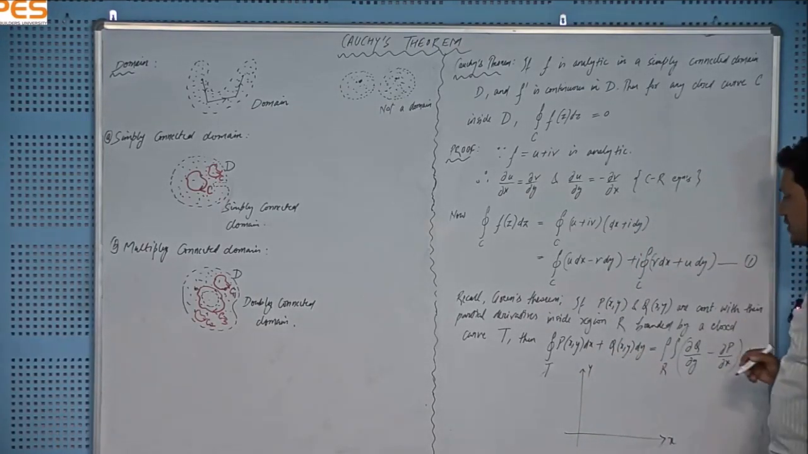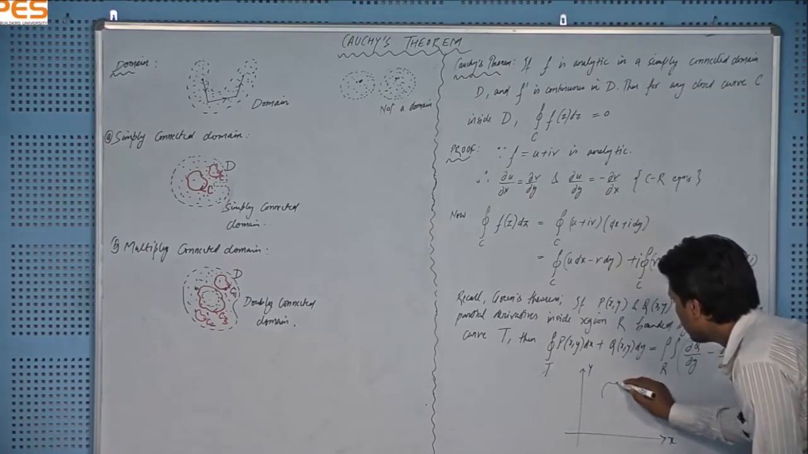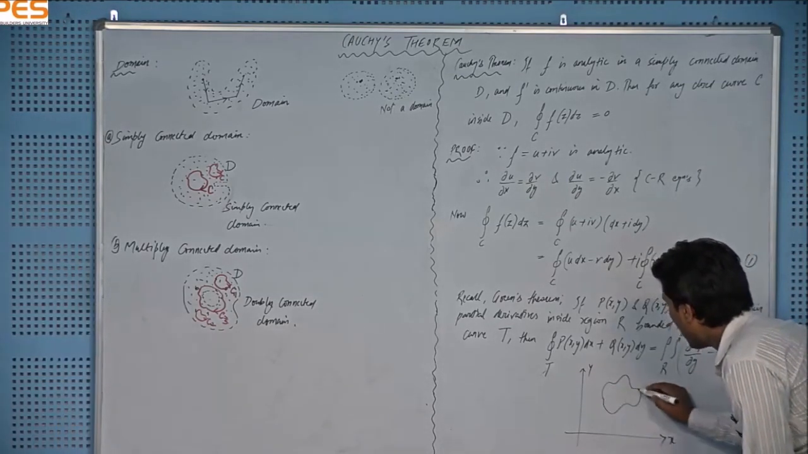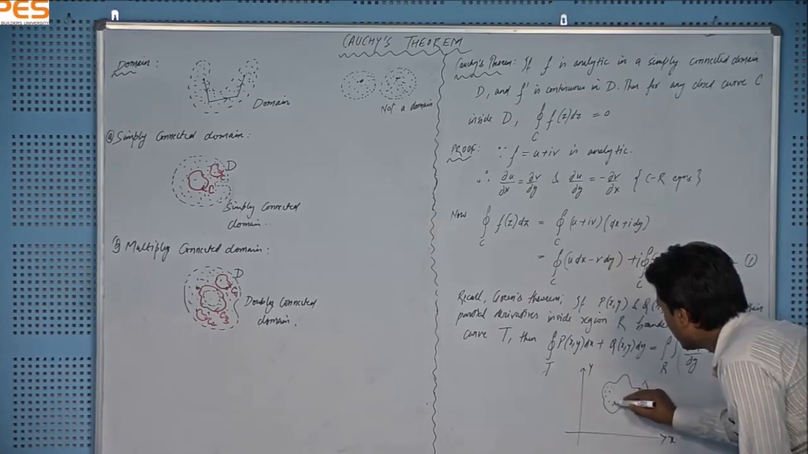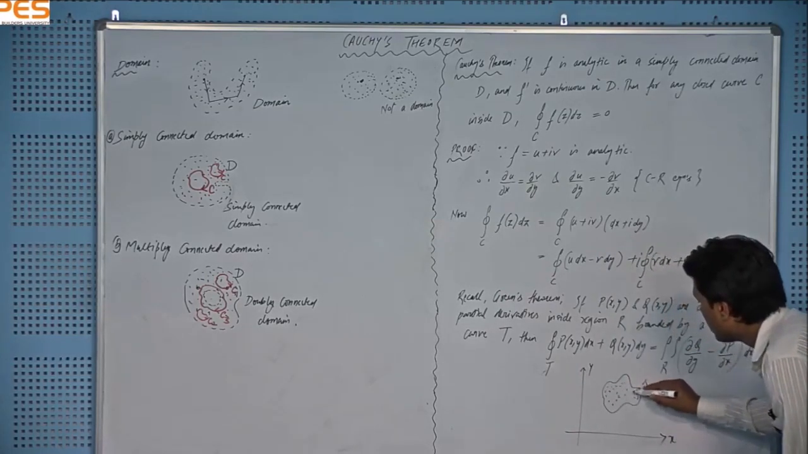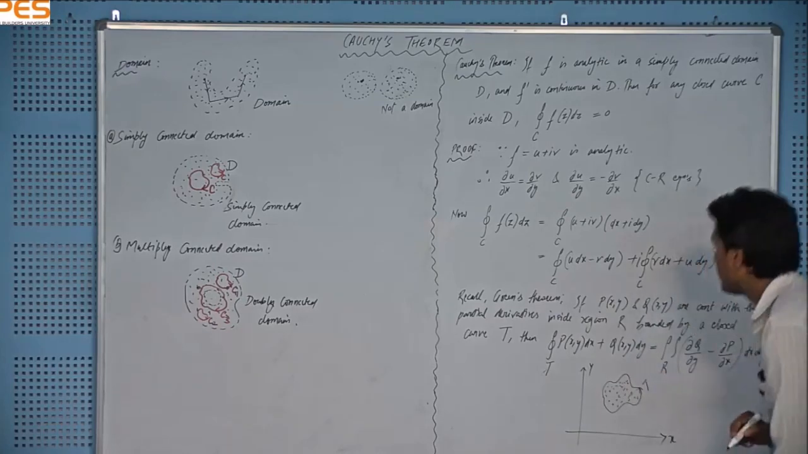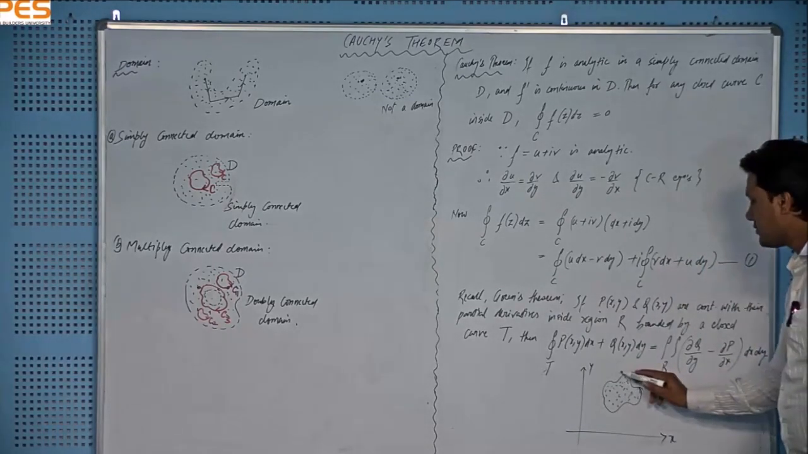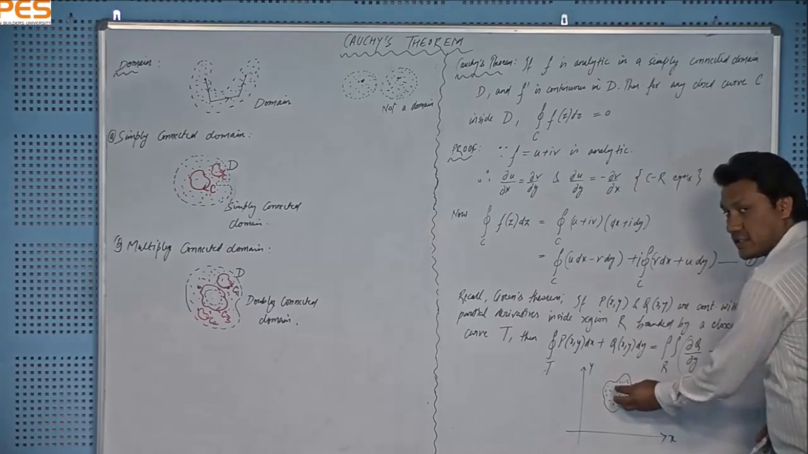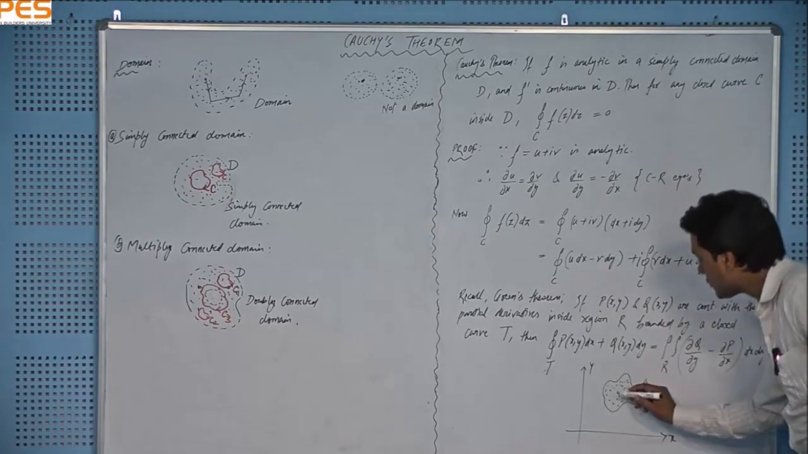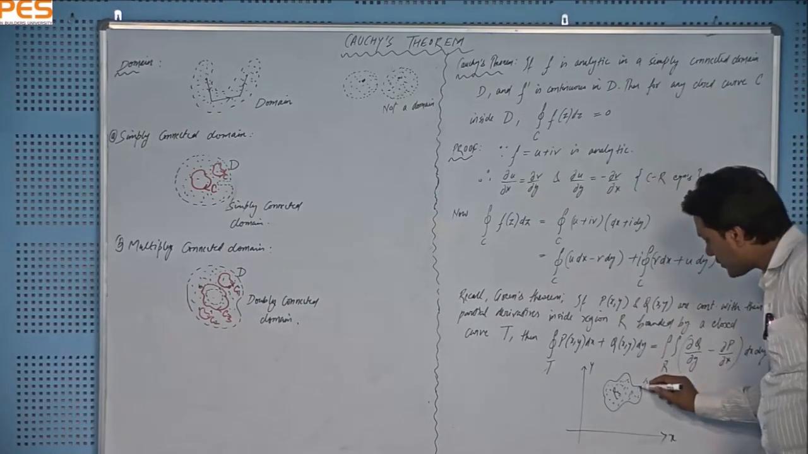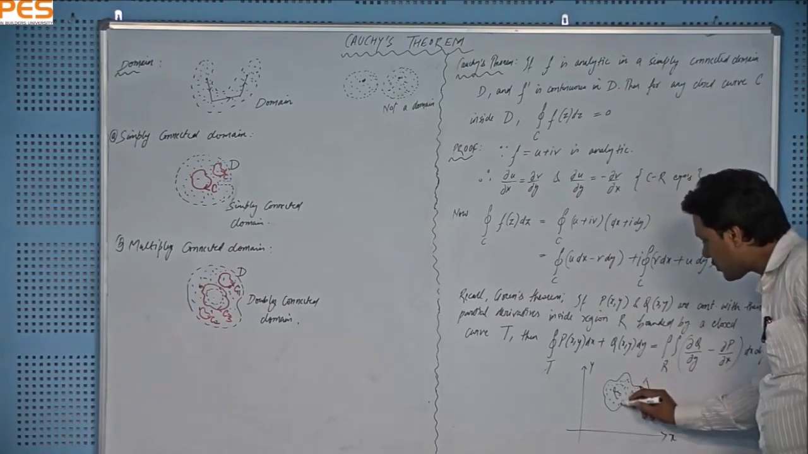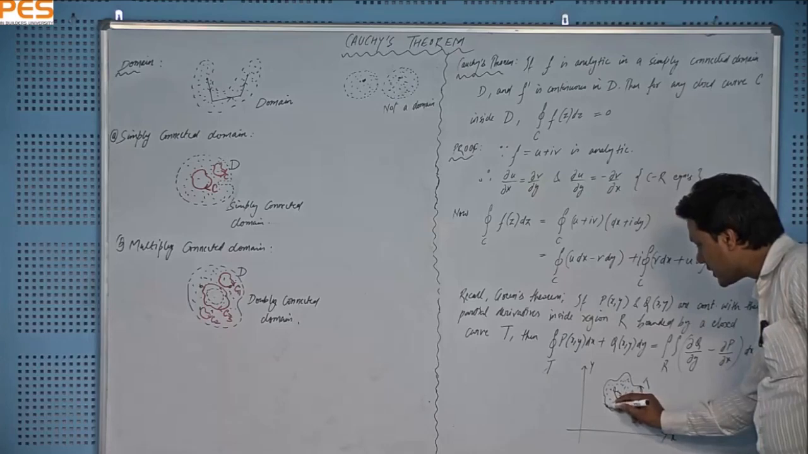On the xy plane, we have a region R bounded by a curve T. This is the region R, and it is bounded by a closed curve T. You can see that this closed curve T bounds something inside it, and that is called region R. You can also see the direction of this curve, that is counterclockwise, anti-clockwise.